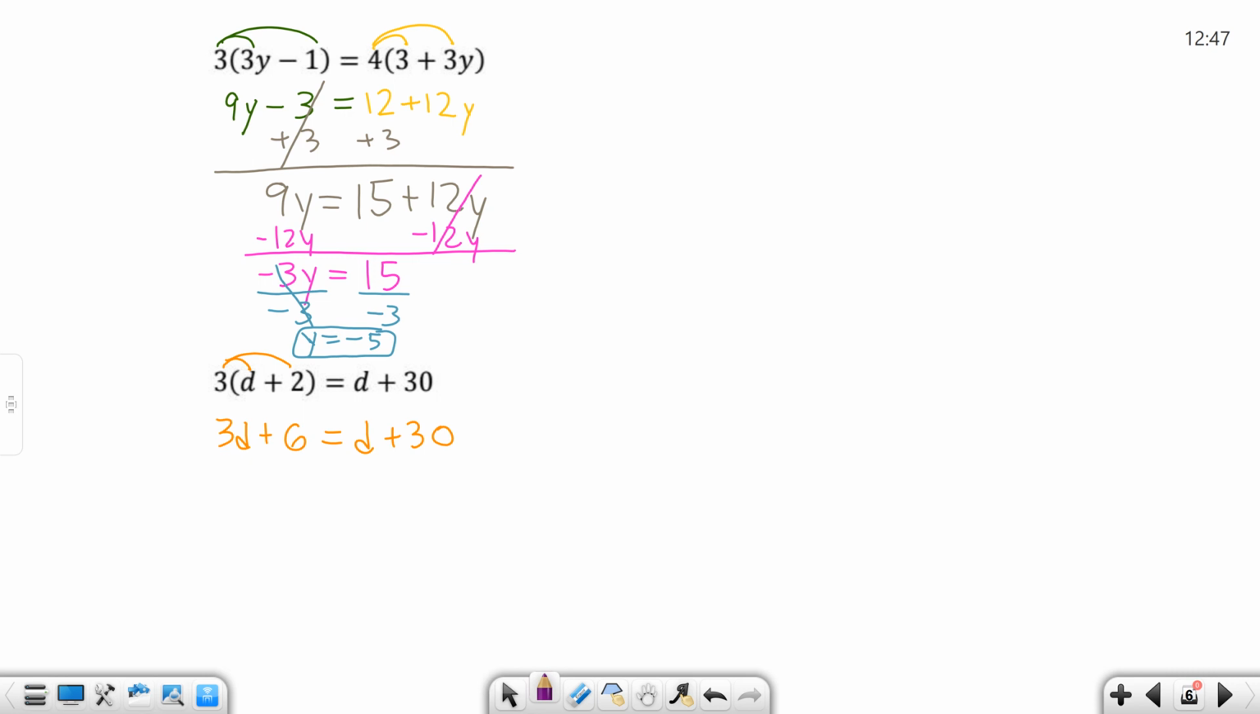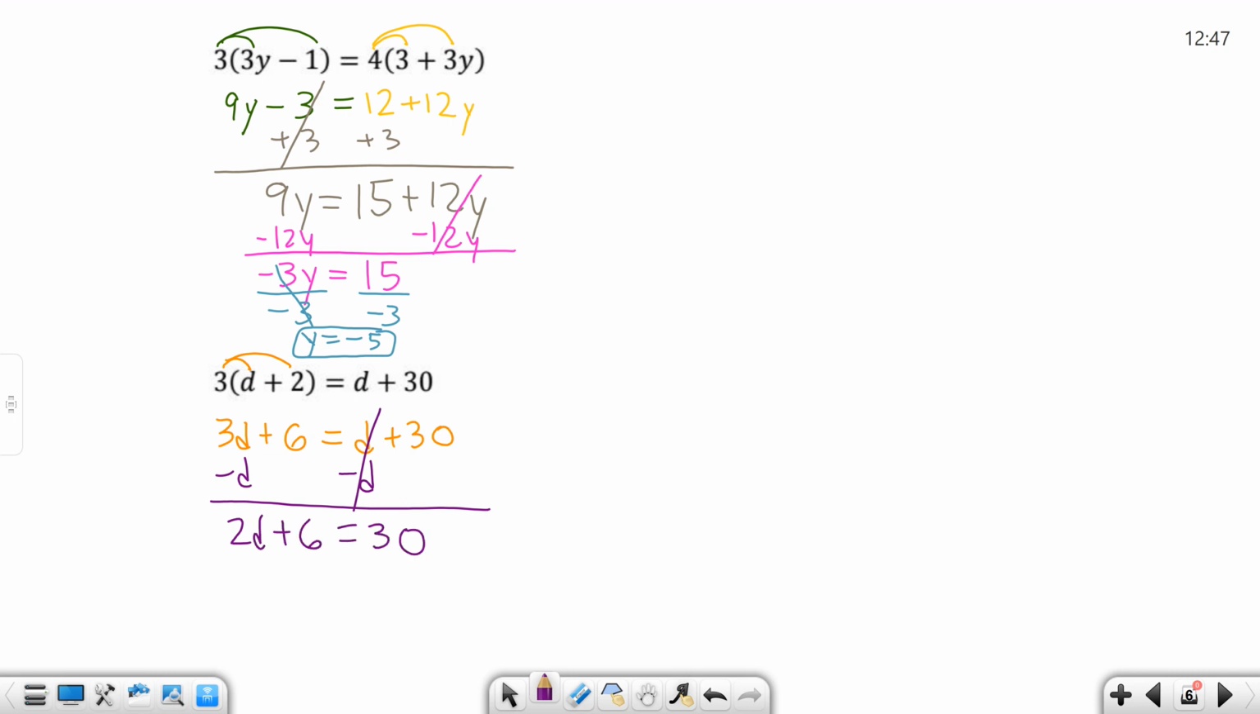Doesn't matter. I could always move the 6, the number from the left. I could always move the variable from the right. It doesn't matter. Okay? You can pick a method if you want to make your recipe, so to speak. I'm going to move the d. So minus d from both sides. That's going to cancel. I'm going to be left with 2d plus 6 equals 30.